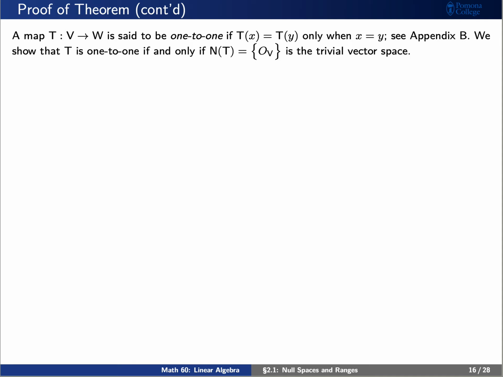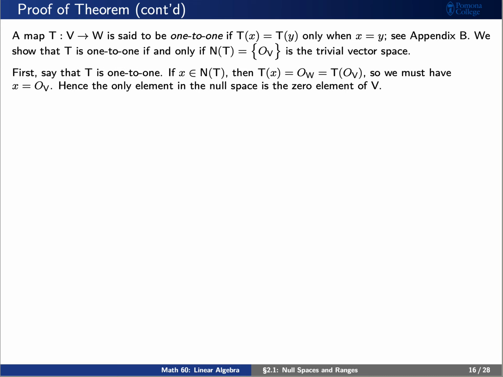Finally, we have to show the statement about T being 1-to-1 if and only if the null space is the trivial vector space. Recall we stated at the start of the lesson today that a map is one-to-one if and only if T of x is equal to T of y only when x is equal to y. We showed that T is one-to-one if and only if the null space is the trivial vector space.